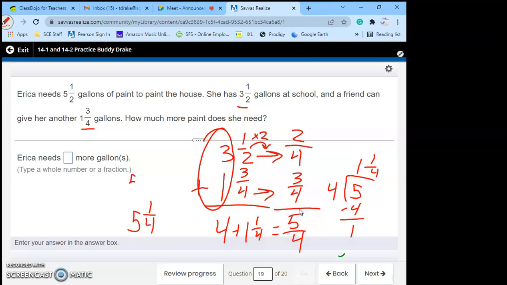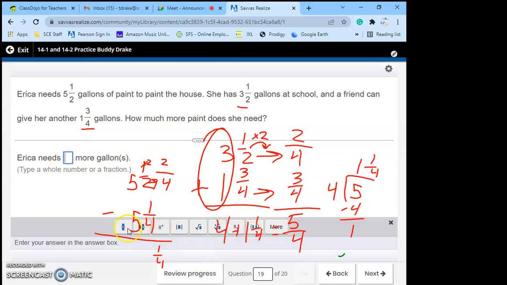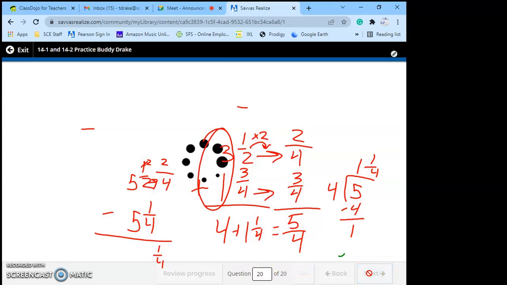She needs 5 1/2. So we need to subtract to see how much more she needs. Again, this needs to become a 4. 2 to 4 is times 2, which is 2 fourths. 2 fourths minus 1/4 is 1/4. So she needs 1/4 a gallon of paint. Last one.